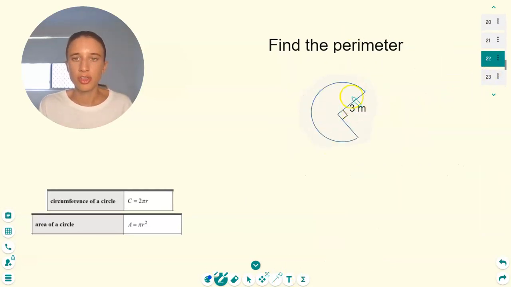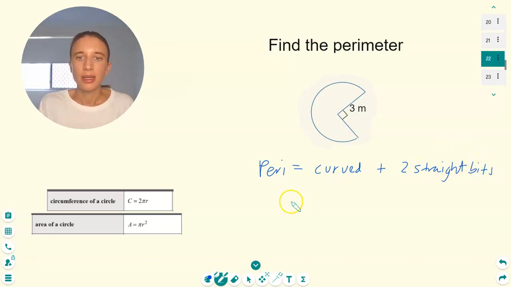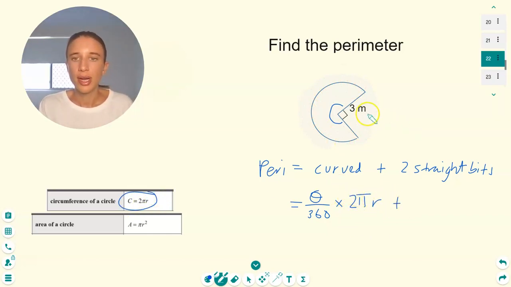And last question for today, finding the perimeter of this shape. So it's perimeter of a sector, which we know is the curved plus the 2 straight bits. And I just write it down every single time. Perimeter equals curved part plus 2 straight bits. The curved part, well, that is a fraction, number of parts over the total, a fraction of the perimeter of the full circle. And the perimeter of the full circle is 2 pi r. The 2 straight bits, well, that's 2 of the radius.